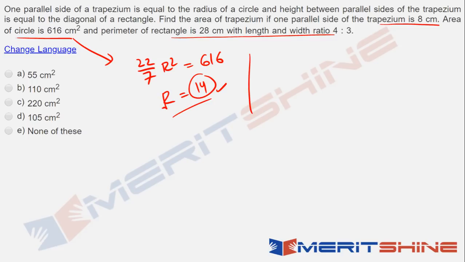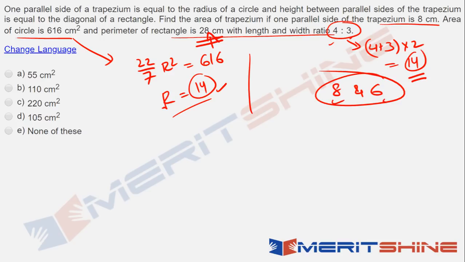Look at this perimeter then. This is length and width in the ratio 4:3. If the actual lengths are 4 and 3, what is the perimeter? 4 plus 3 into 2, that is 14. But it's not 14, it's 28. It means the actual lengths are double of it. Again unitary only. 14 is the perimeter when the sides are 4 and 3. But perimeter is 28. It means the sides are not 4 and 3. The sides are 8 and 6.